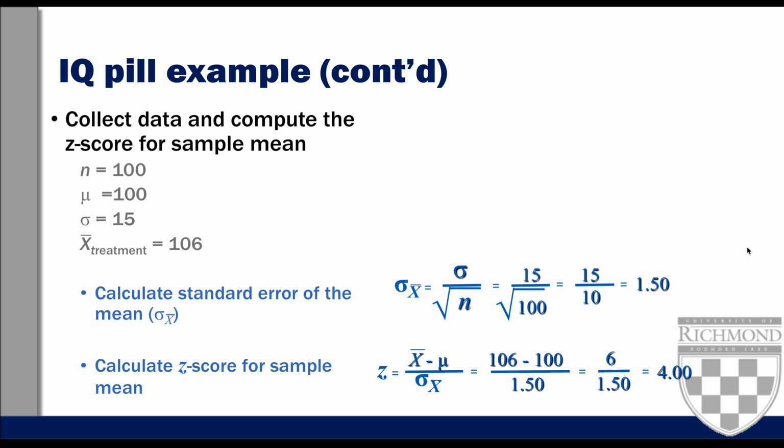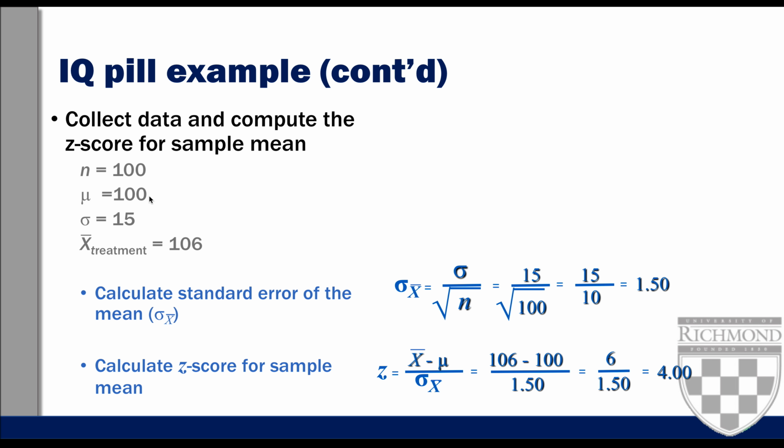Let's say that we have a sample size of 100. We have a population mean of 100. We have a standard deviation in the population of 15. In fact, that's exactly how IQ tests are normed. They have a mean of 100 and a standard deviation of 15. And then let's say we do our study, and the treatment group ends up at the end of the study with a measured IQ of 106.